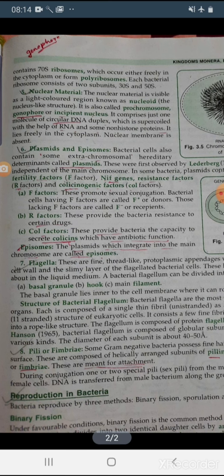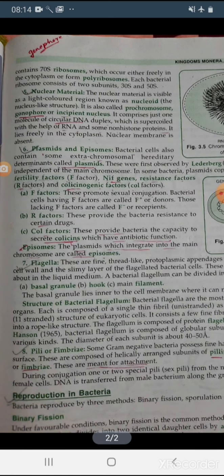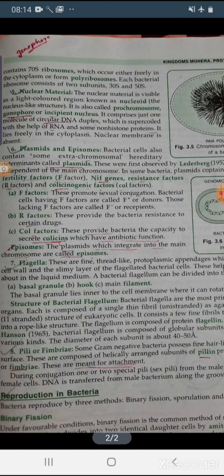So what do they contain? They contain a molecule of circular DNA duplex. So the bacterial cells have circular DNA. This is supercoiled with the help of RNA and some other non-histone proteins, because you know with the DNA, histone proteins are attached, and that model is called the nucleosome model. Here no such histone proteins are there, some non-histone proteins are present, and it lies freely in the cytoplasm, as they don't have the nuclear membrane or the proper nuclear pore. So nuclear membrane is absent.